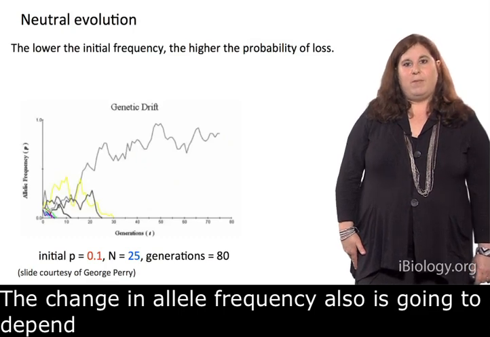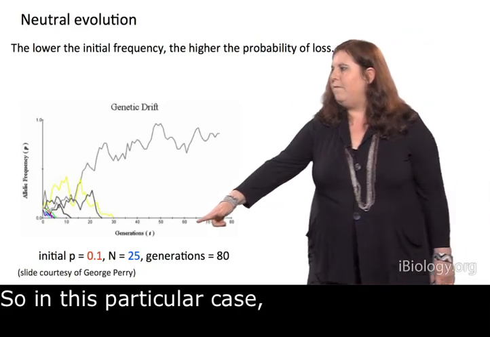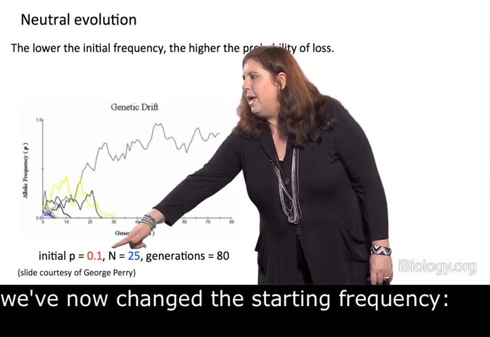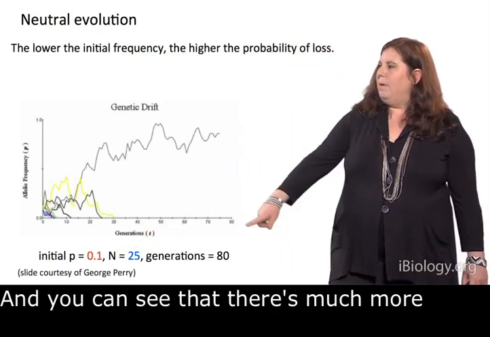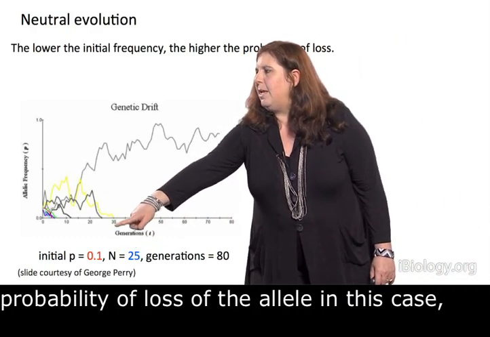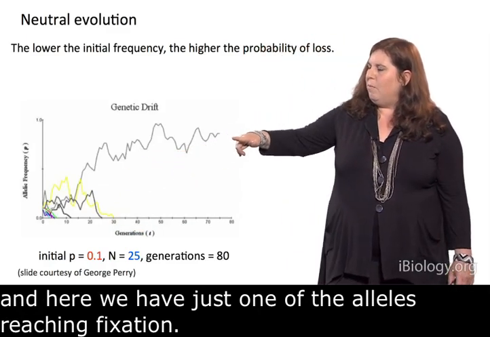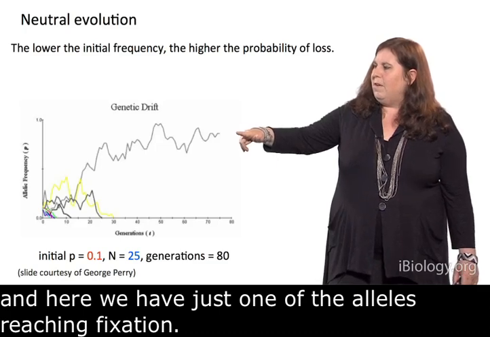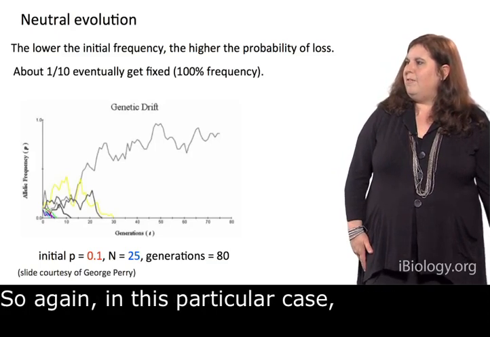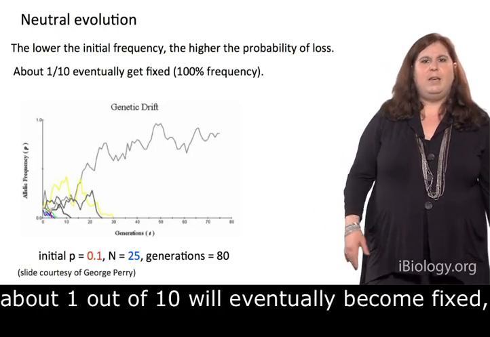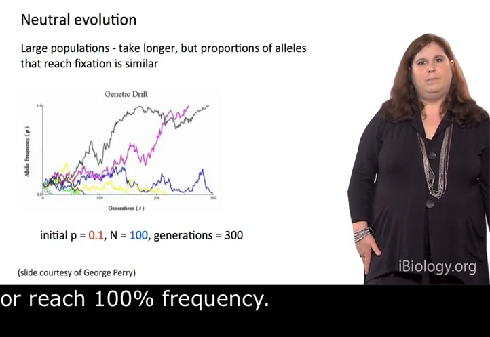The change in allele frequency also is going to depend on the initial allele frequency. In this particular case, we've now changed the starting frequency. It's not 50%, it's now 10%. And you can see that there's much more probability of loss of the allele in this case, and here we have just one of the alleles reaching fixation. So again, in this particular case, about 1 out of 10 will eventually become fixed or reach 100% frequency.